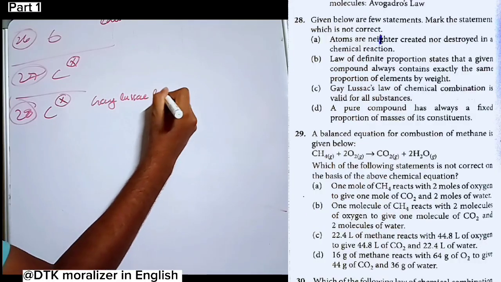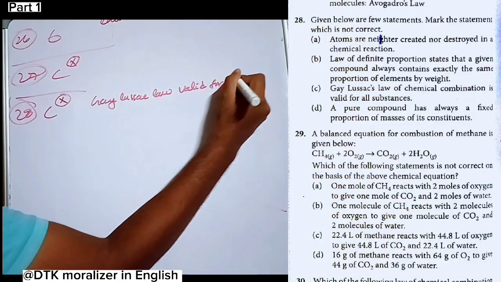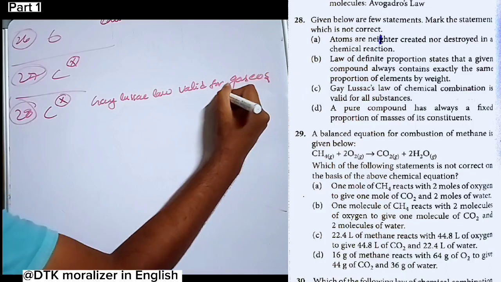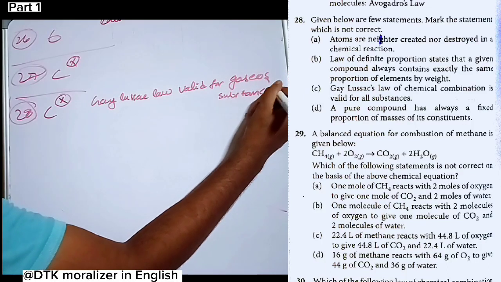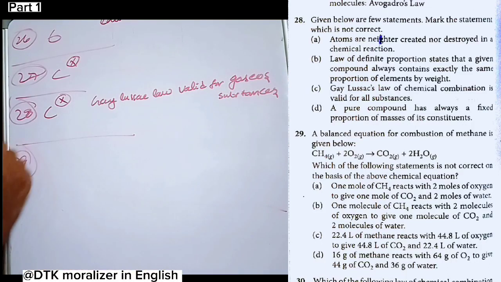Gay-Lussac's law of chemical combination is valid for all substances. No, not valid for all substances. A pure compound always has a fixed proportion of masses of its constituents. Gay-Lussac's law is valid for gaseous substances only. So option C would be wrong.